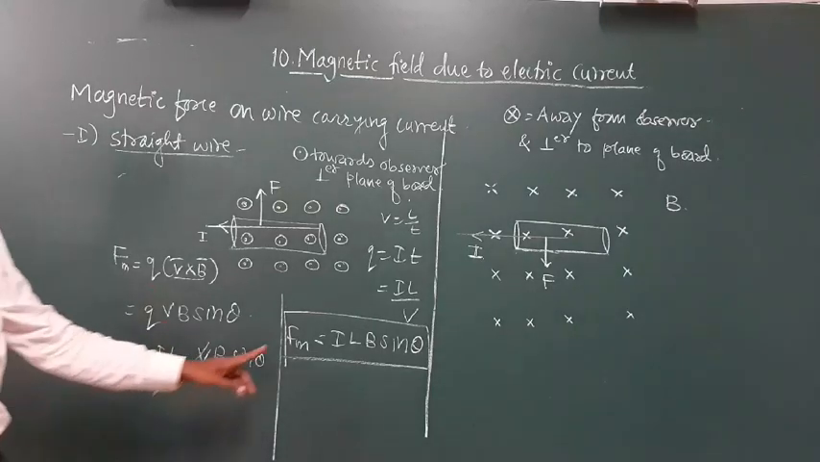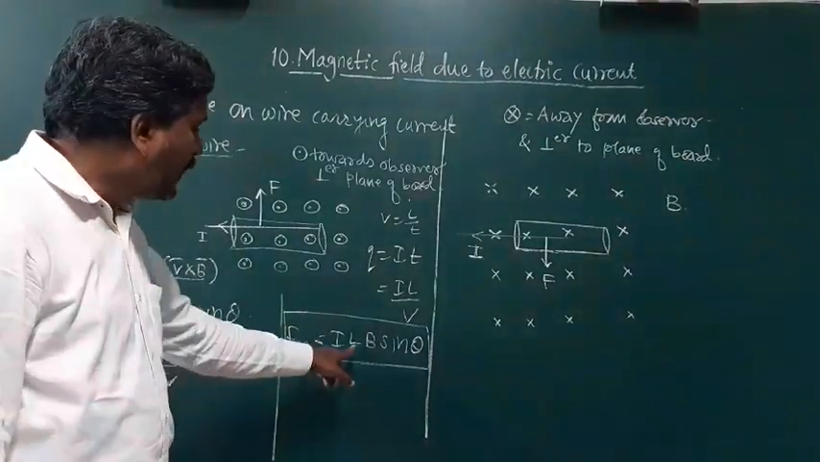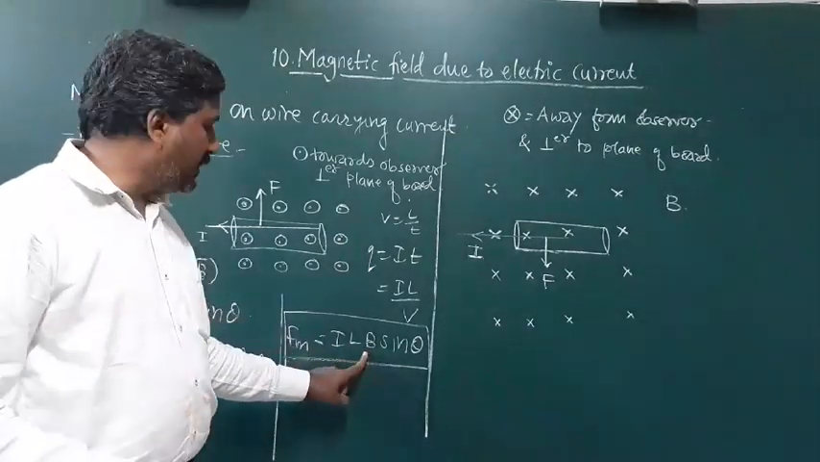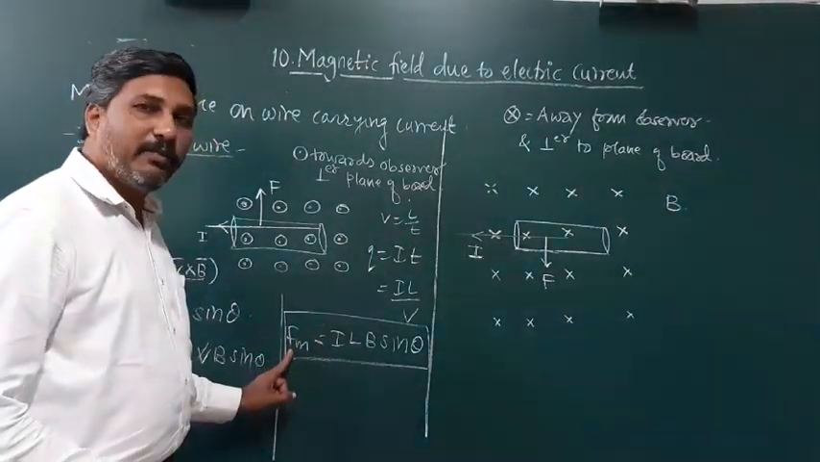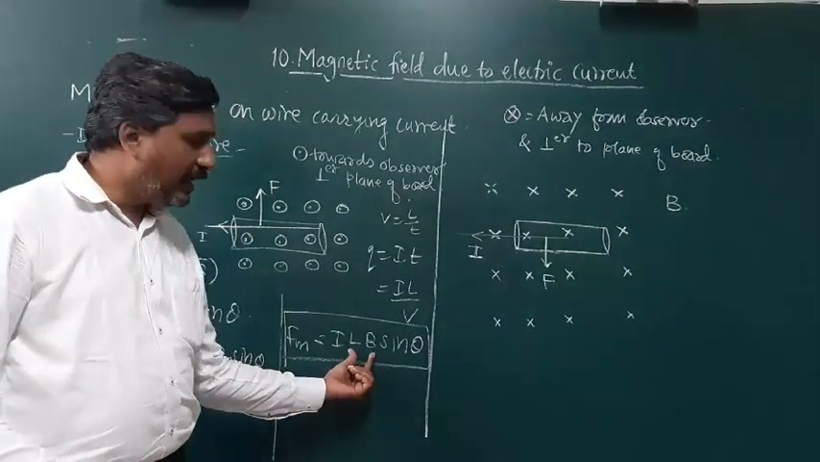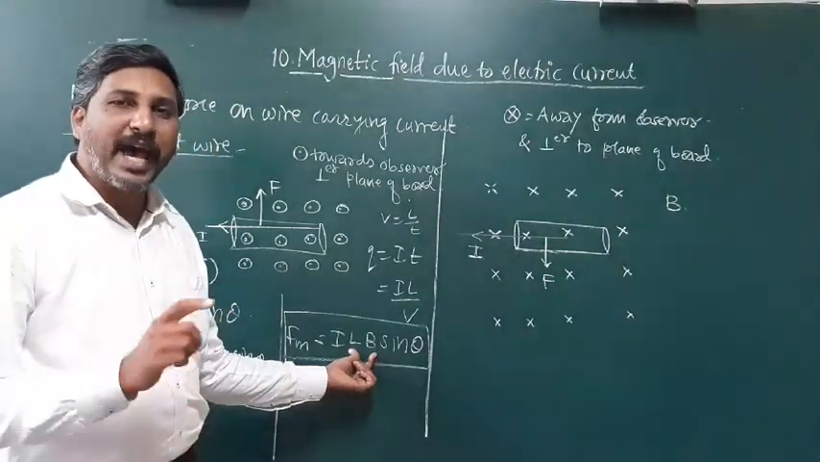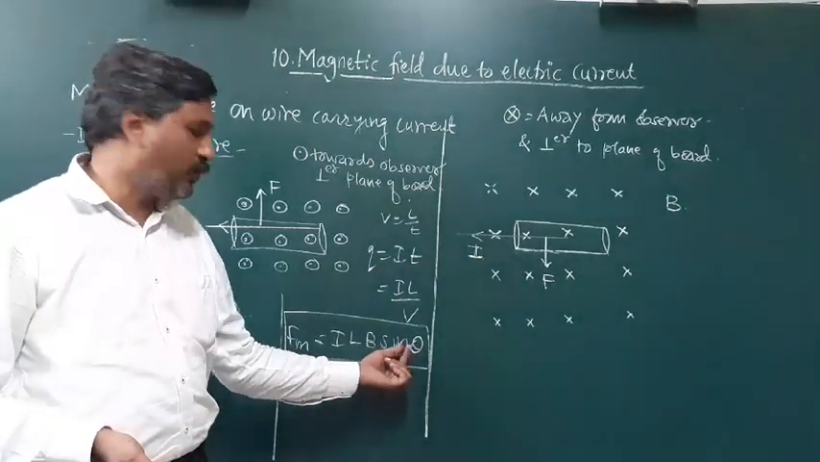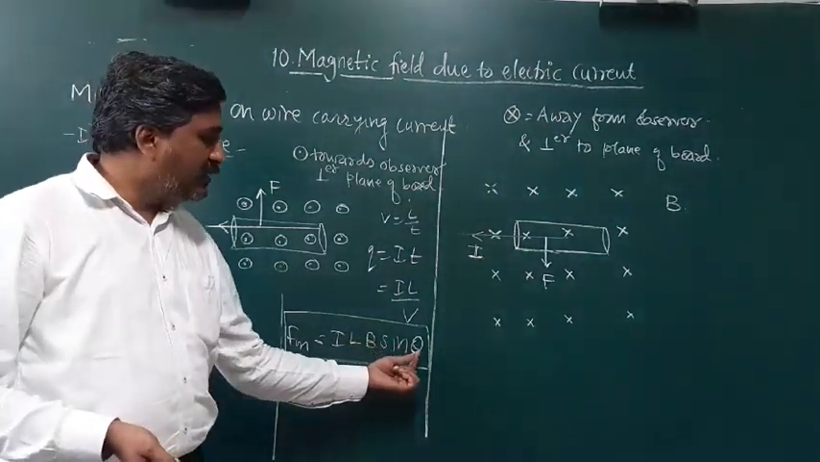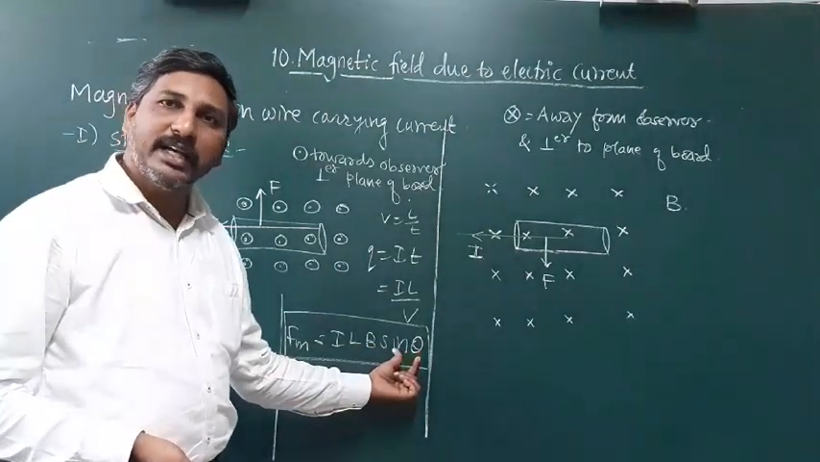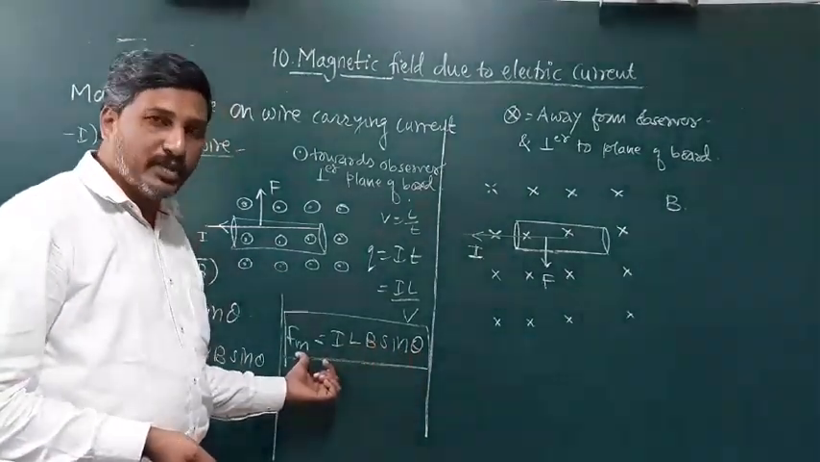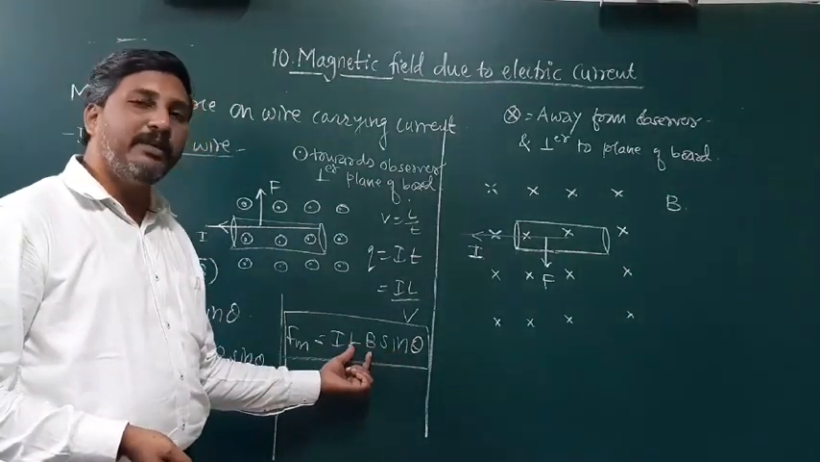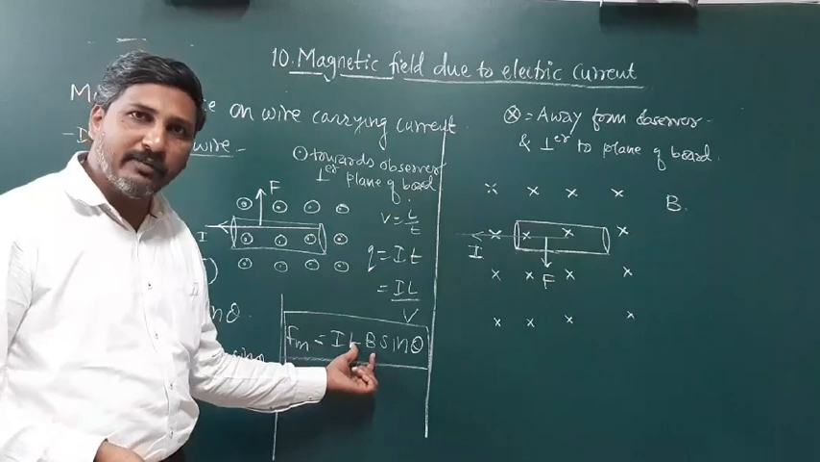Now the question arises: when is the magnetic force maximum? When length and magnetic field are mutually perpendicular, it is maximum. The magnetic force becomes zero when length and magnetic field are parallel or anti-parallel. If they are parallel, theta becomes zero, sine zero is zero. If they are anti-parallel, theta becomes 180 degrees, sine 180 is again zero. So the magnetic force becomes zero. And it is maximum when theta is 90 degrees, meaning L and B are mutually perpendicular. Is it clear for everyone?